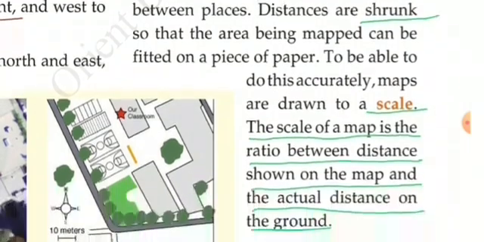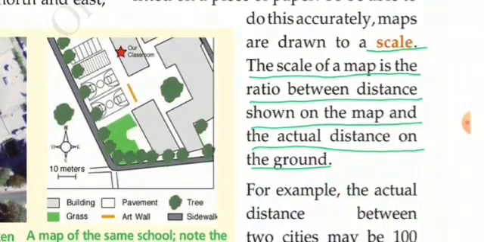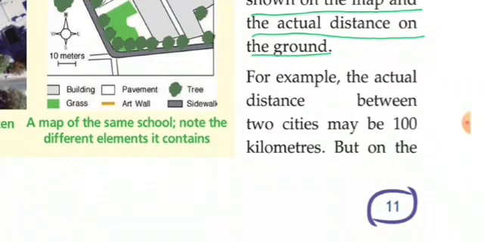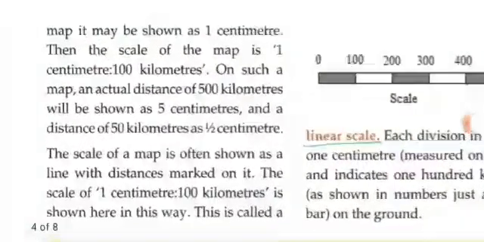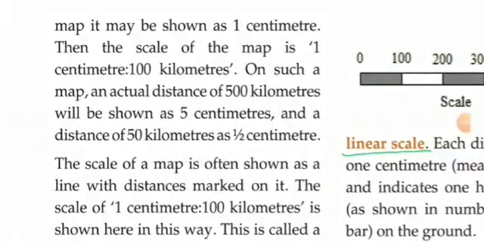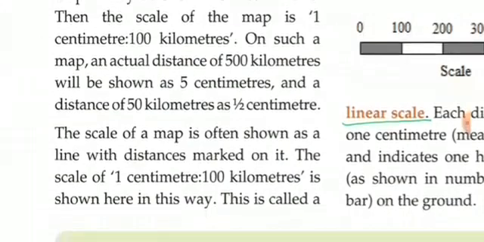The scale of a map is the ratio between distance shown on the map and the actual distance on the ground. For example, the actual distance between 2 cities may be 100 kilometers, but on the map it may be shown as 1 centimeter. Then the scale of the map is 1 centimeter is 100 kilometers. On such a map, an actual distance of 500 kilometers will be shown as 5 centimeters and a distance of 50 kilometers as half centimeter.